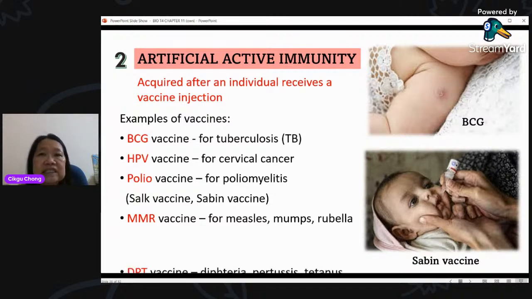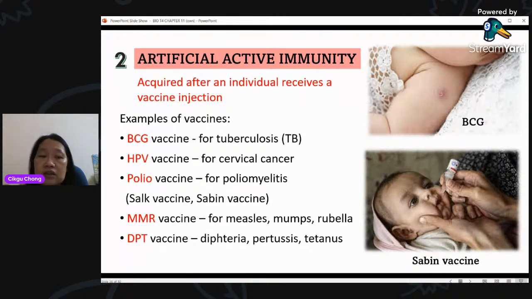And one more, DPT. My children also got DPT, which is diphtheria, pertussis, and tetanus. With diphtheria, one of the symptoms is white spots in your throat. Pertussis is called whooping cough, a quite severe kind of coughing. Tetanus gives you a locked jaw.